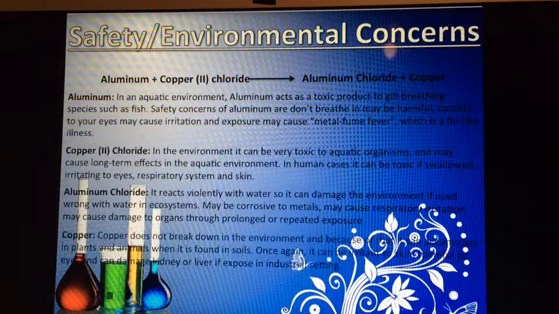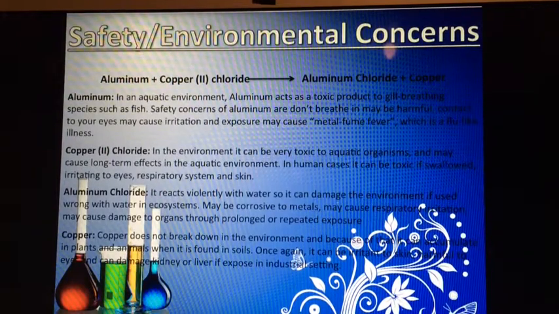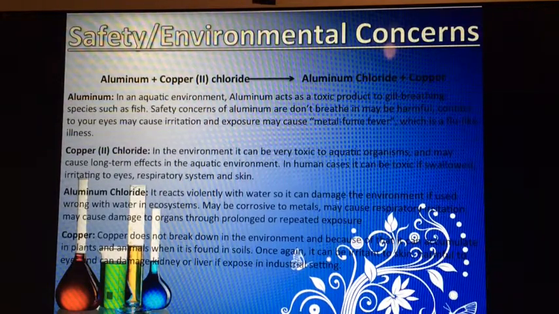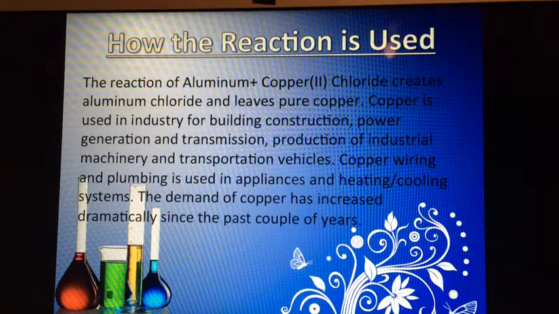Now, copper. Copper does not break down in the environment, and because of this, it can accumulate in plants and animals when it is found in soils. Once again, it can irritate the skin, be harmful to eyes, and can damage the kidney or liver if exposed in an industrial setting. How the reaction is used.